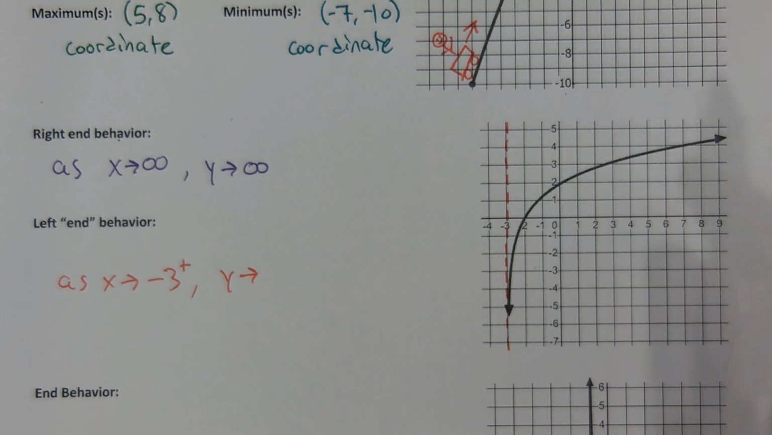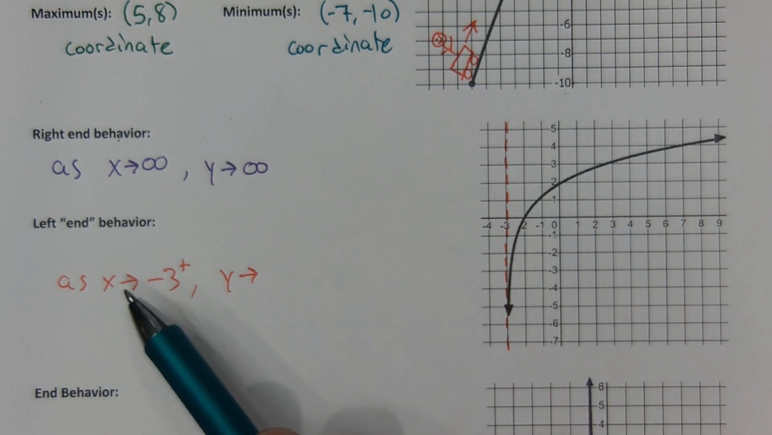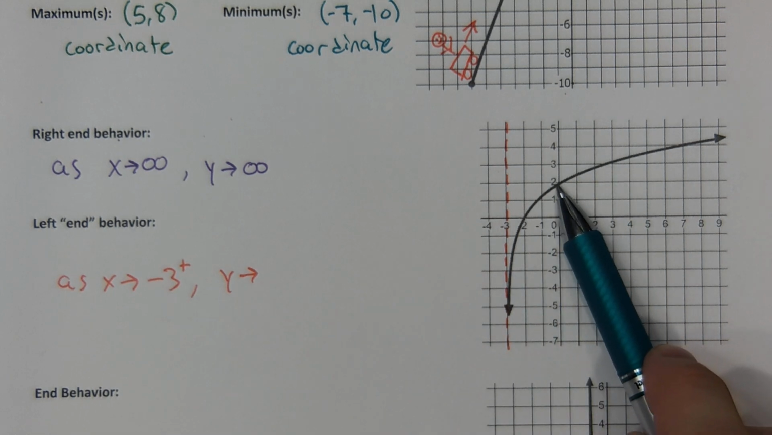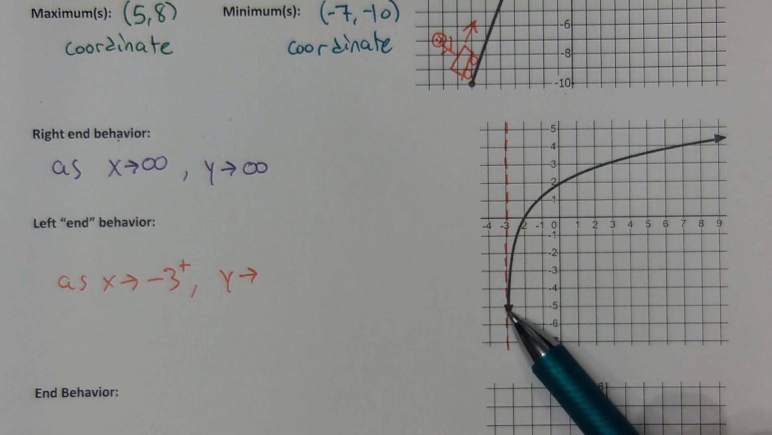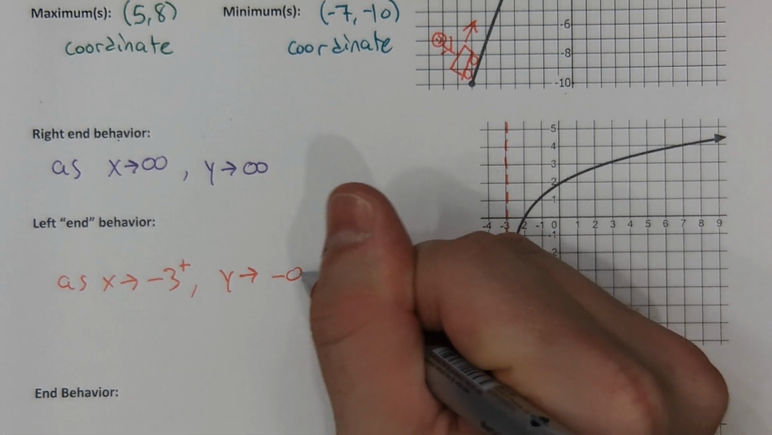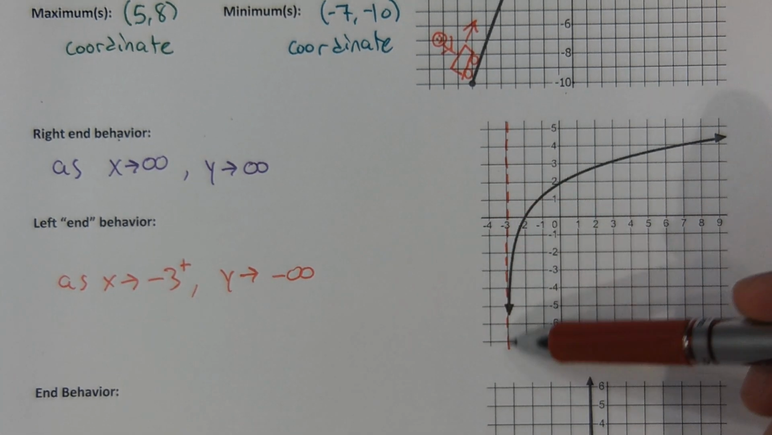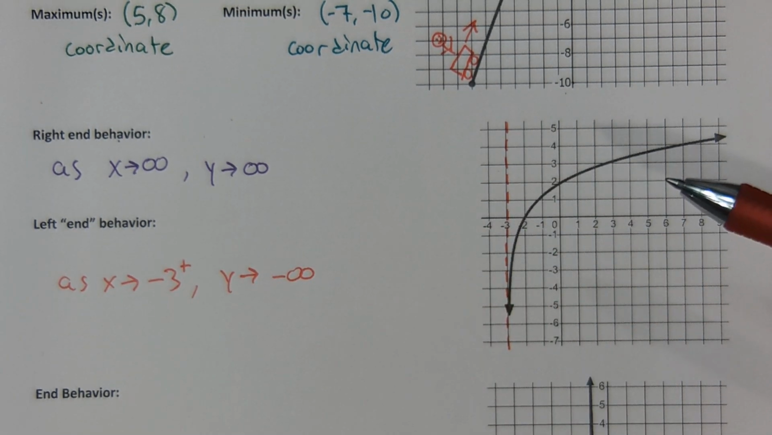Well, if you were taking a trip on this curve, and we always go from left to right, but for the sake of argument, say you were heading this way. As you were taking a trip on this curve, the closer you got to -3, the further down you start to shoot. And you know what's down? The opposite of what's up. Negative infinity. So there it is. The y values are heading down to negative infinity as I get close to x equals -3 on the right side.